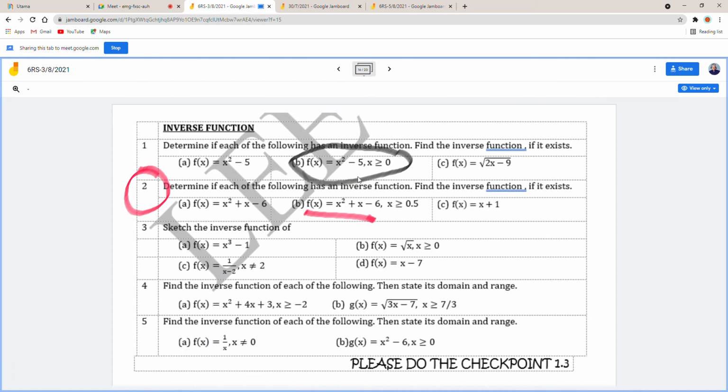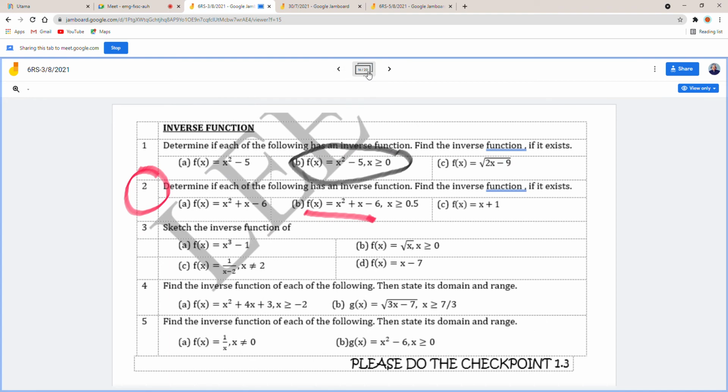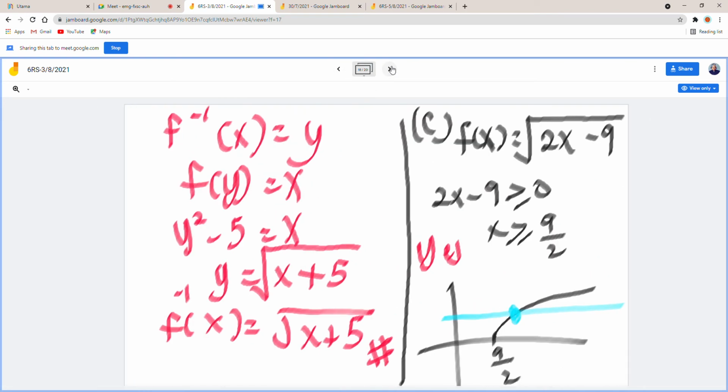Because why? It's still a smiley face, but the given x should be more than or equal to 0. So you have to start from 0, like this, from 0 until here. If you use the horizontal line test, you only intersect 1 time. Okay, so now we have to find the inverse function of this.